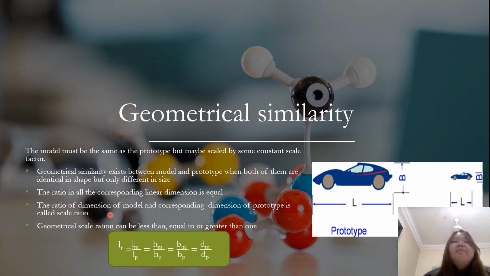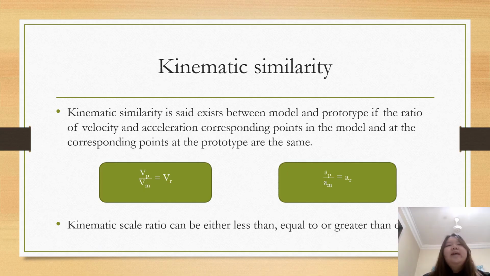The ratio of a dimension of the model and the corresponding dimension of the prototype is called the scale ratio. So the geometrical scale ratio can be less than, equal to, or greater than 1. So this is the formula we can refer to. So next is kinematic similarity. Kinematic similarity is said to exist between model and prototype if the ratios of velocity and acceleration at corresponding points in the model and at the corresponding points at the prototype are the same.